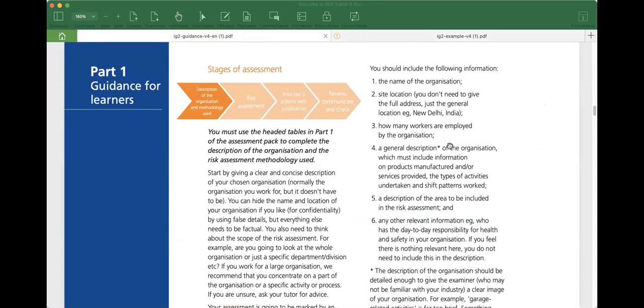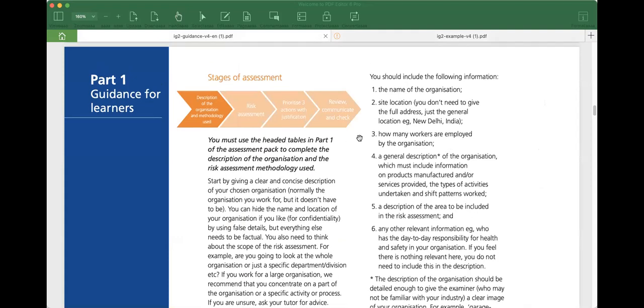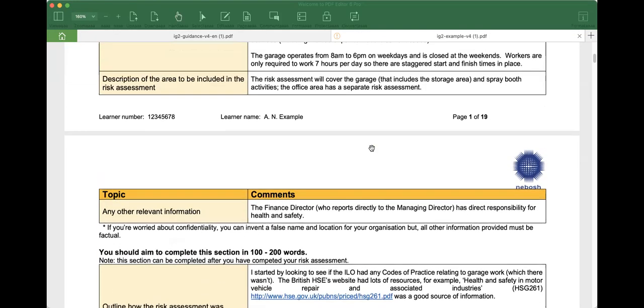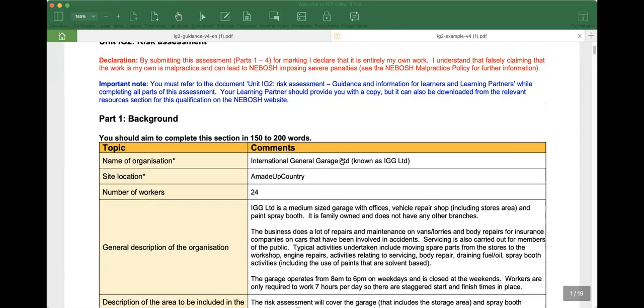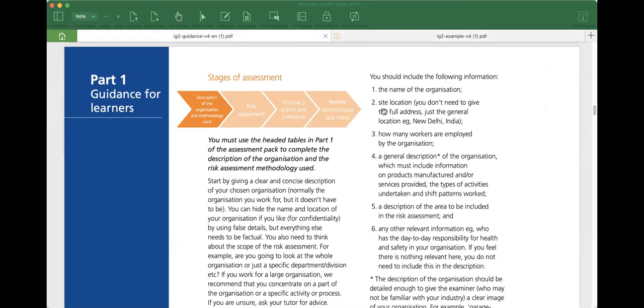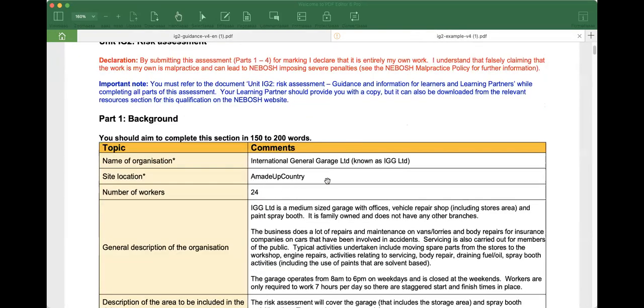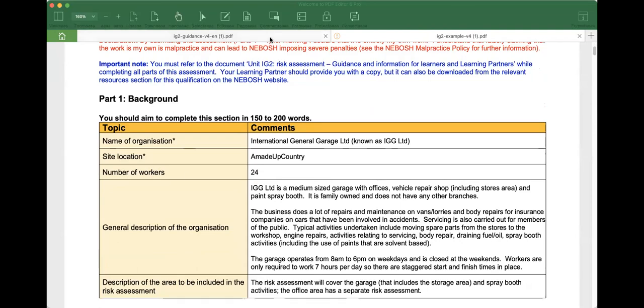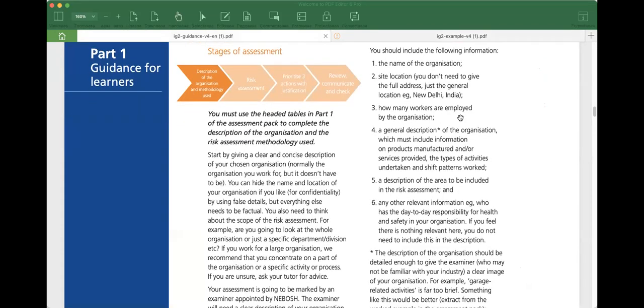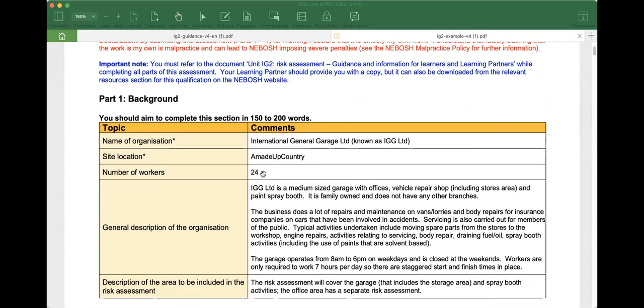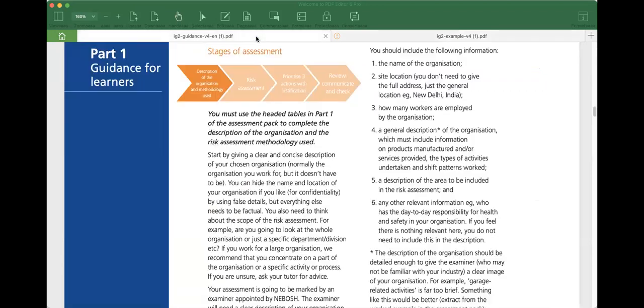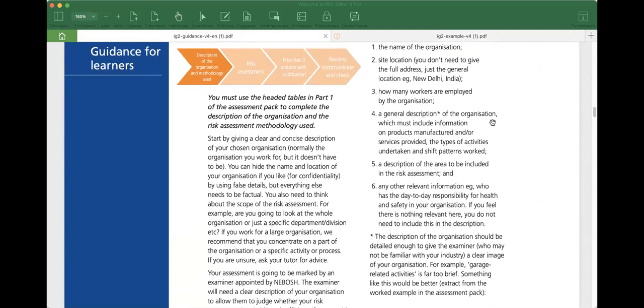Now, if we look back at the guidance document for the IG2, the name of the organization is already covered here. Okay. Now, the site location, like New Delhi, India or Jakarta, Indonesia, you can write it here. Next, the third piece of information is how many workers are employed. So you have already written 24 in the example report. And now you are asked the general description of the area, which must include, you can see this word must. It means you have no choice.